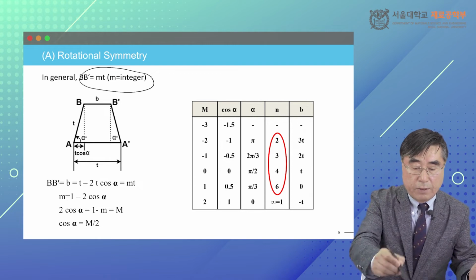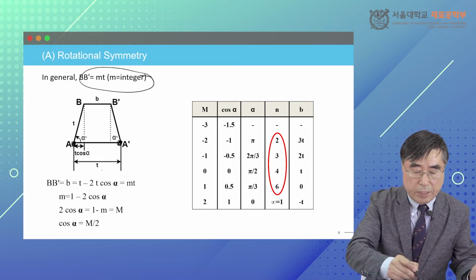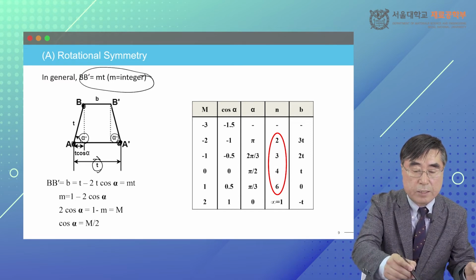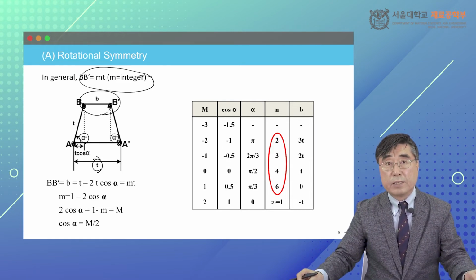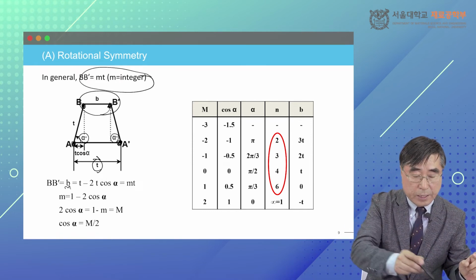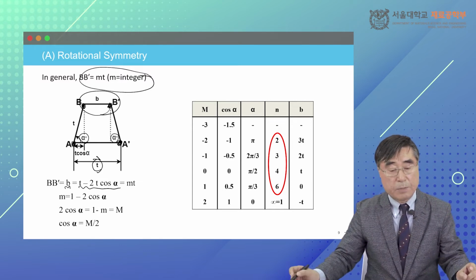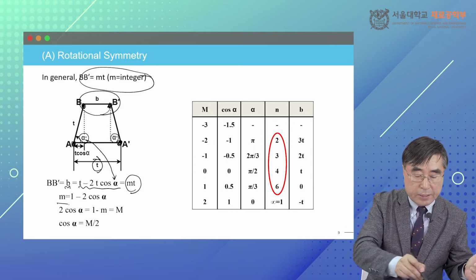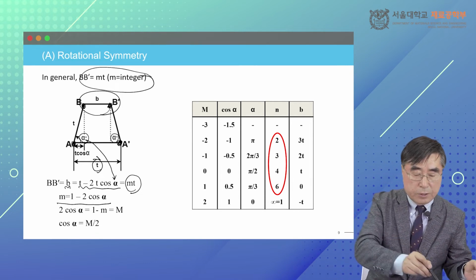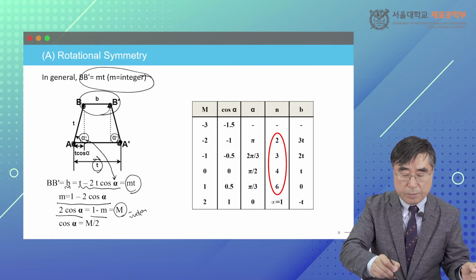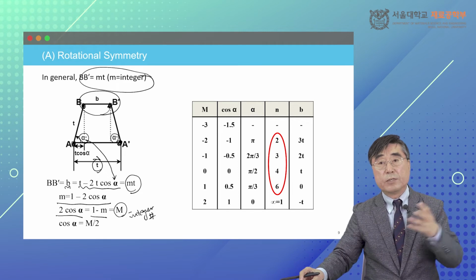In general, for instance, if I have a lattice translation vector T, and I rotate by alpha degree and generate another lattice point in here, then if I calculate the distance B between these two generated lattice points, B can be expressed as T minus 2T cosine alpha, because alpha is the rotation angle, and it should satisfy the integer number of translation vector T. In this case, M should be expressed as 1 minus 2 cosine alpha, so 2 cosine alpha is expressed as 1 minus M, and this M should be an integer number, in order to satisfy the translation vectors.